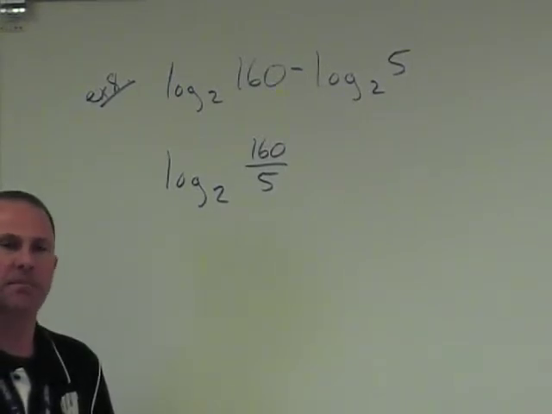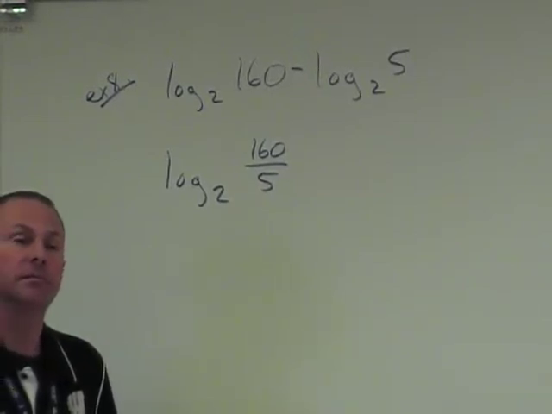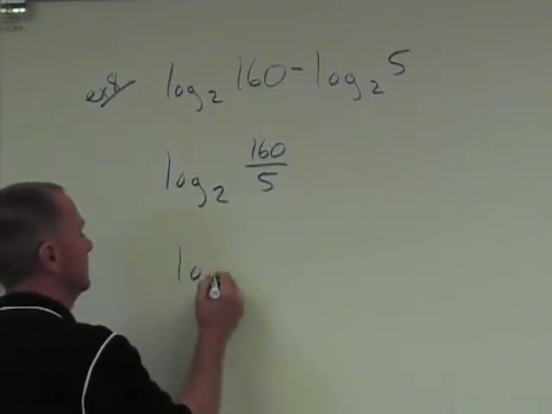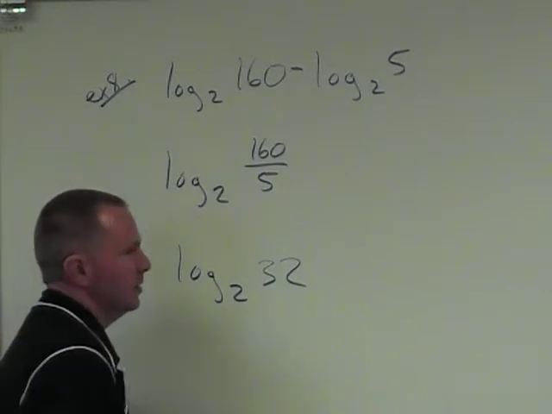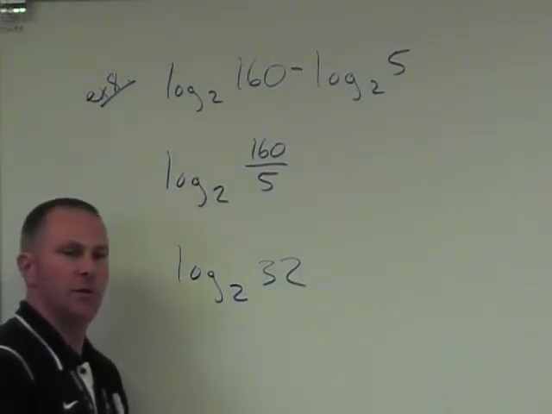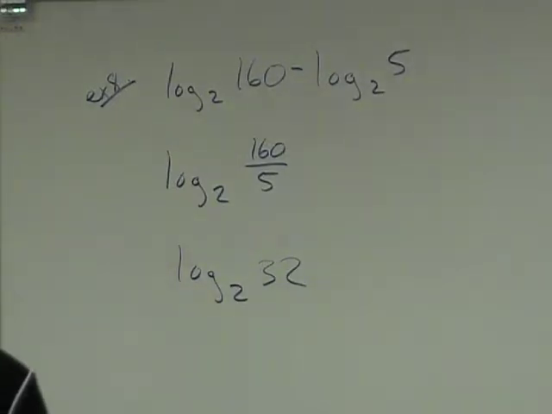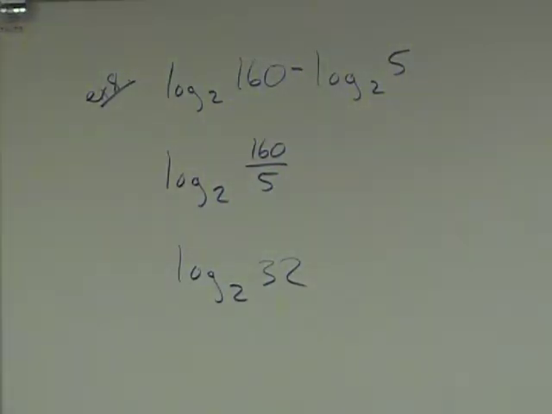Write it down, take your time. What is it? 32. Okay. So now you have what you were doing last week. Everybody change it for me and tell me what the answer is. Log base 2. You've got to make the 32 a 2 somehow with an exponent.